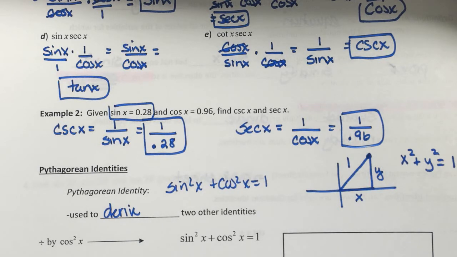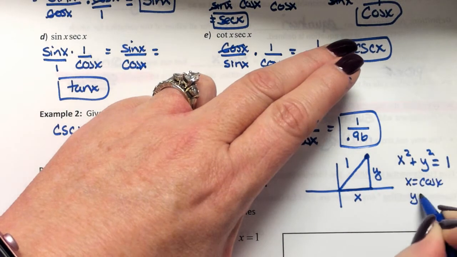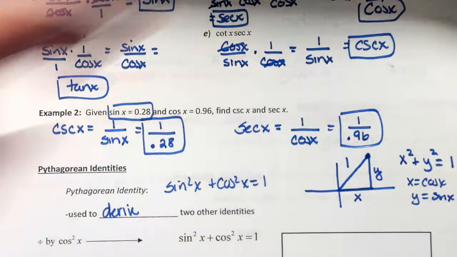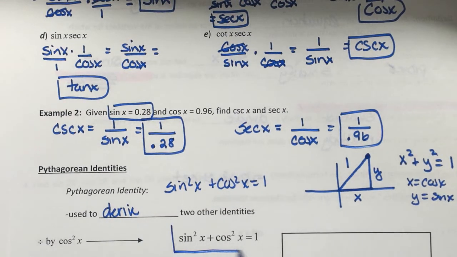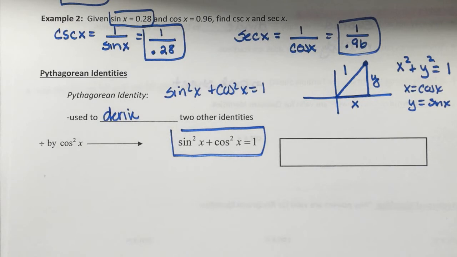Pay attention to the triangle I'm drawing. You agree with me that by the Pythagorean theorem, x squared plus y squared equals 1. So remind me again, what trig function is x equal to? Cosine. Y is equal to sine. So that's where this Pythagorean identity comes from: sine squared plus cosine squared equals 1. It comes from that unit circle.